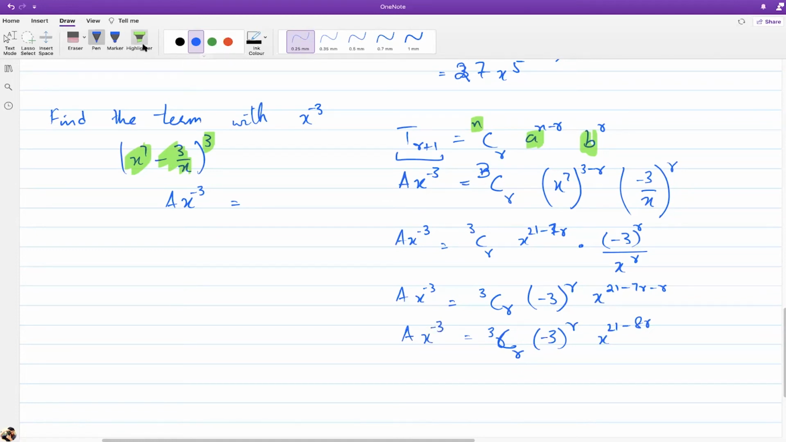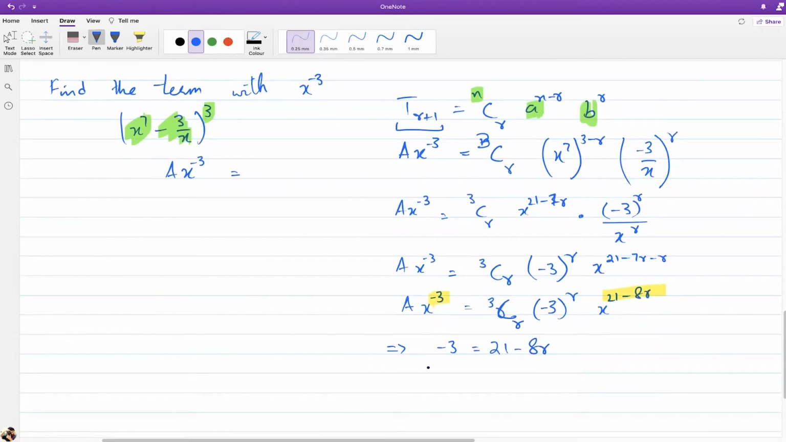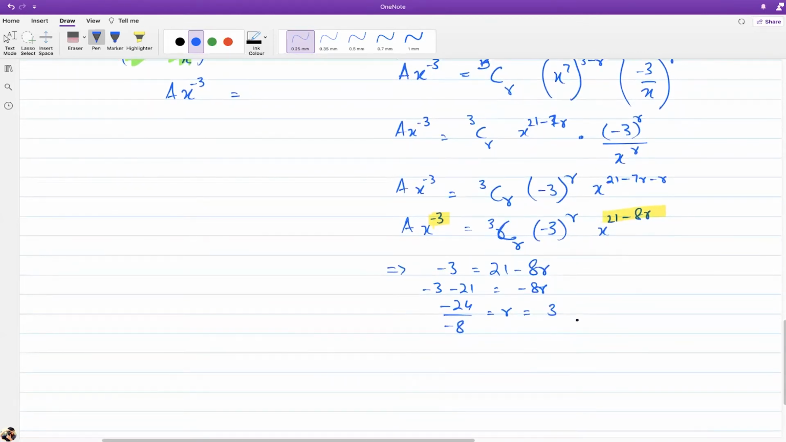Now, do you notice that I can compare them easily? I can see that, okay, here x to the power minus 3 and here x is to the power 21 minus 8r. So I'll be like, okay, that means minus 3 is equal to 21 minus 8r. And I'll find r. So that will be minus 3 minus 21 is equal to minus 8r. So 24 over minus 8 is equal to r. That gives me r is equal to 3. Now I know what r is. I plug that back in there. This is just like substitution, okay?